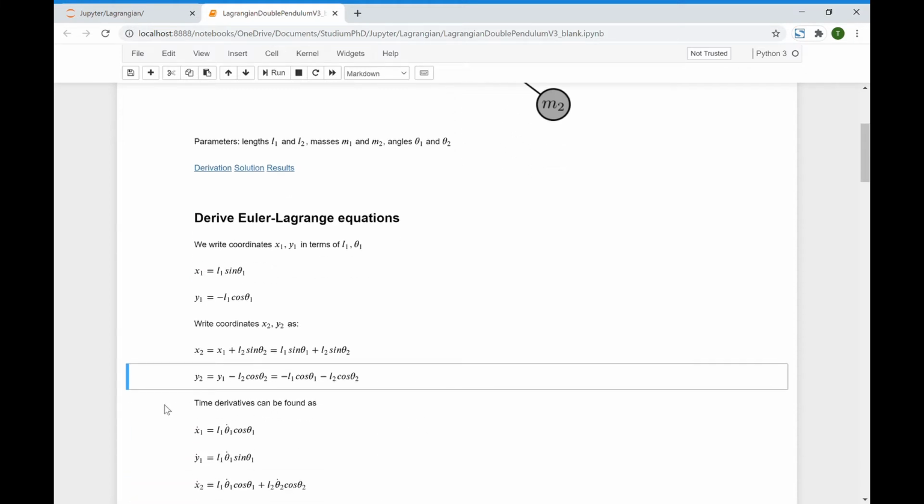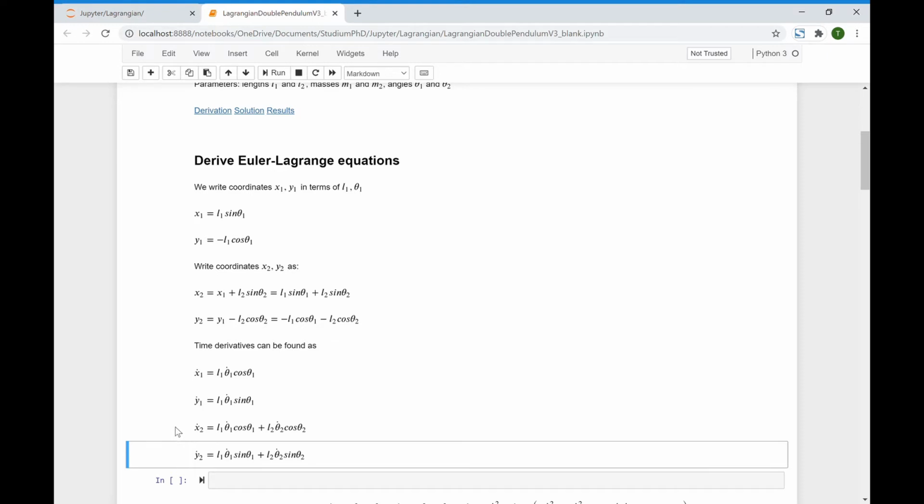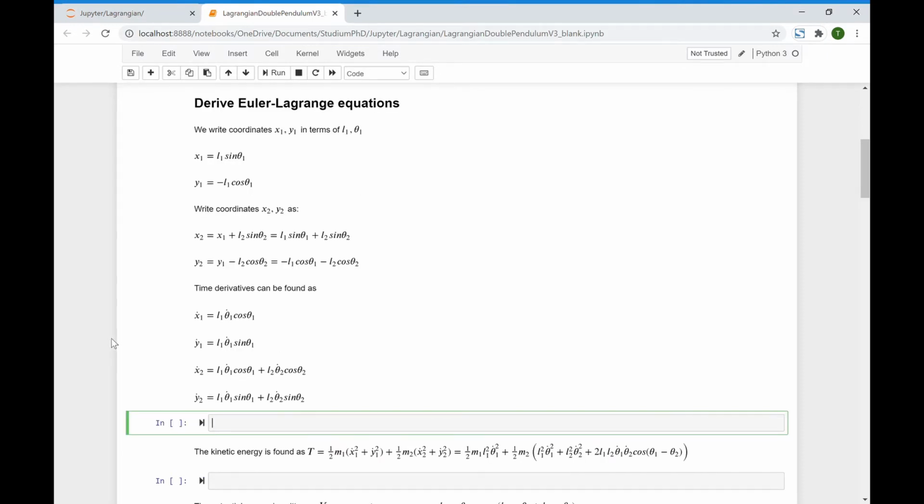So now we find the time derivatives x1 dot and y1 dot. Here, the variable depending on time will be only θ1. Do the same for x2 and y2. Find x2 dot and y2 dot. So the calculation will be a bit lengthy. That's why we need a symbolic calculation. So let's import a package for that.